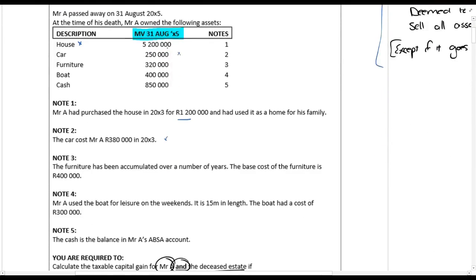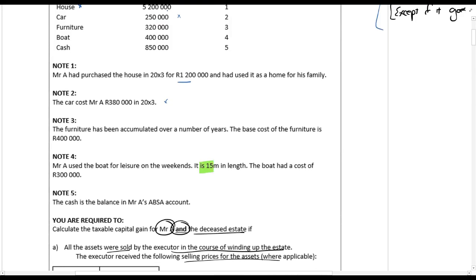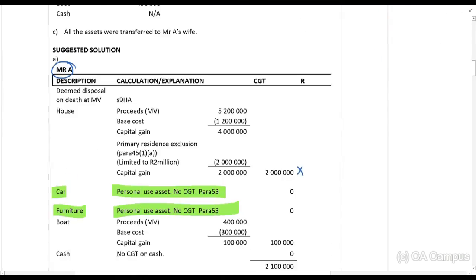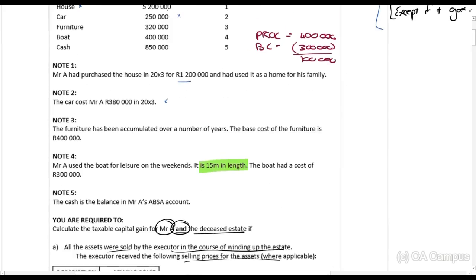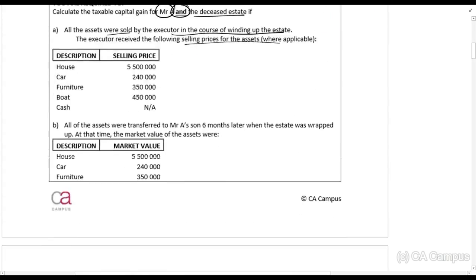Then there's a boat, note number 4. The boat is 15 meters in length. If it's longer than 10 meters, it cannot be a personal use asset. So the proceeds for the boat is the market value, 400,000, and the base cost is 300,000. So it's a 100,000 rand capital gain. And then the last thing is cash, 850,000. Guys, there's no CGT on cash.